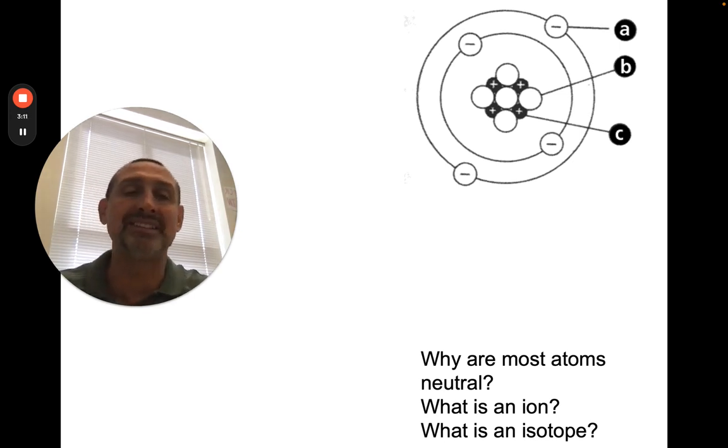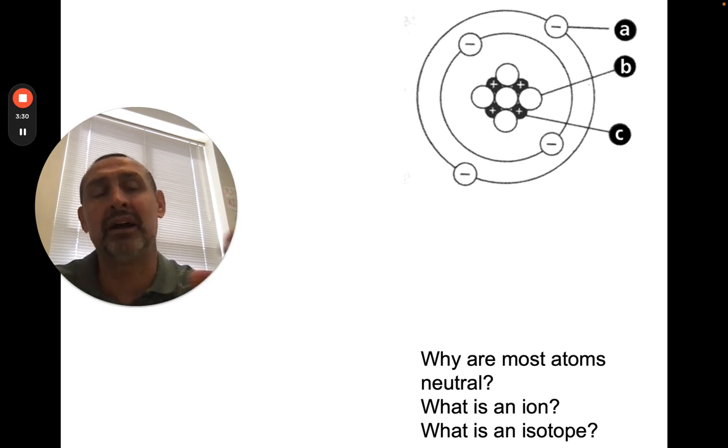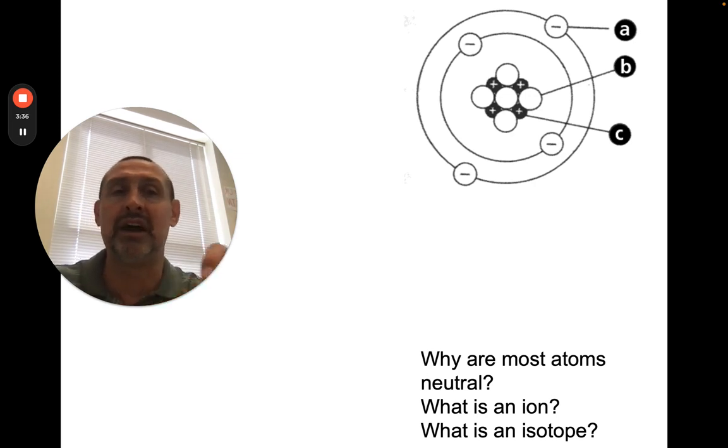An ion has a different number of electrons. So the number of electrons can change. That makes the atom either positively charged if you remove electrons, or negatively charged if you add additional electrons. An isotope is where you have a different number of neutrons. So right now I've got 4 protons and I've got 5 neutrons. That would make this an isotope.